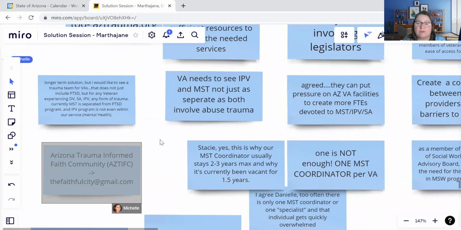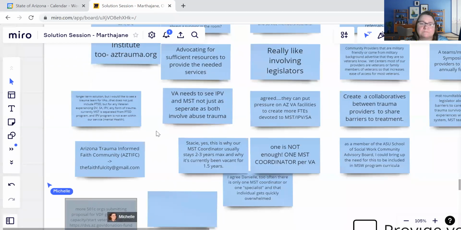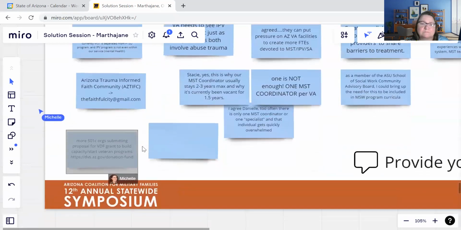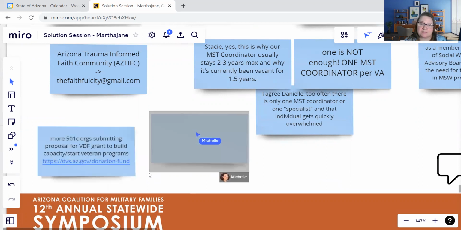Oh, trauma-informed faith community, that's awesome. More 501c3s submitting proposal for VDF grant to build capacity, start veteran programs. Definitely.